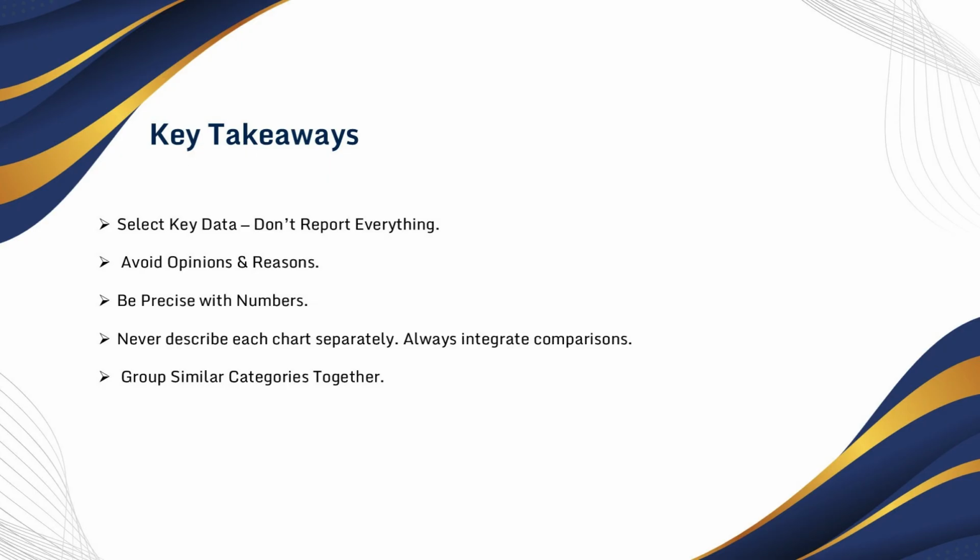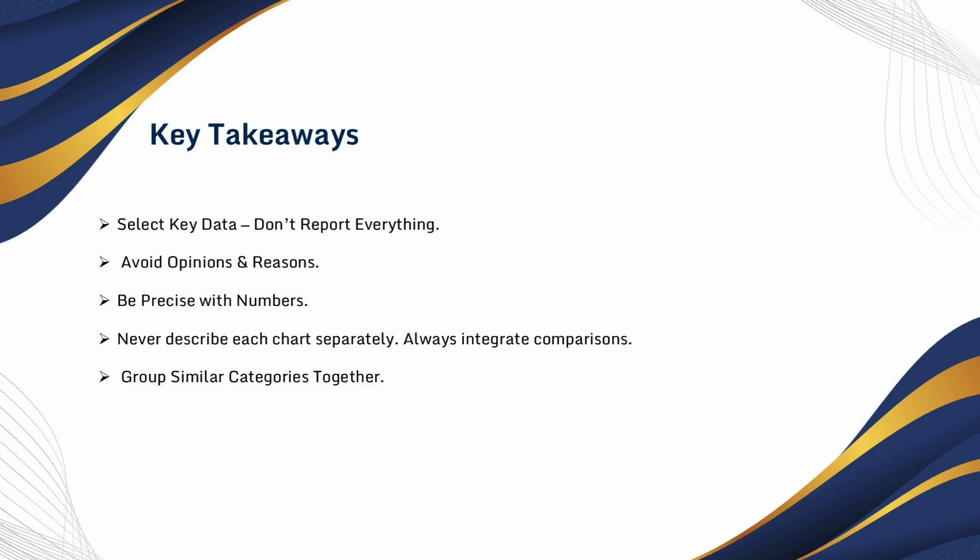Let's wrap this up with the key takeaways, the rules you should always follow when describing pie charts. First, select key data, don't report everything. You don't have to mention every percentage. Focus on the highest, lowest, and most contrasting values. Second, avoid opinions and reasons. This is a description task, not an essay. Stick to facts.